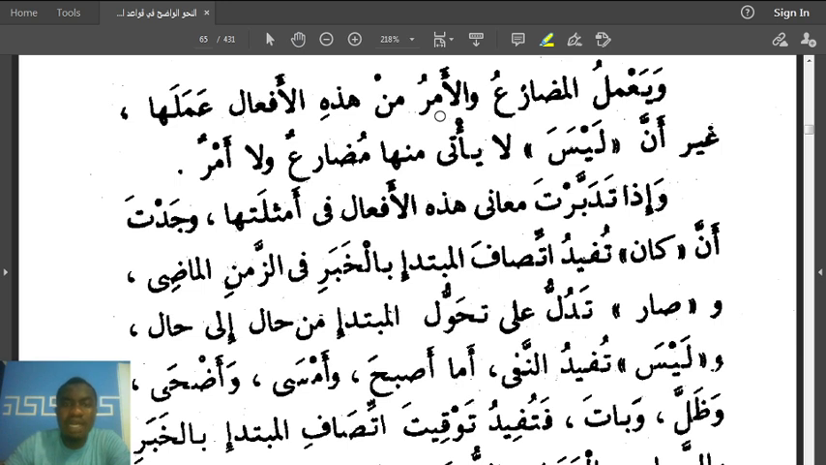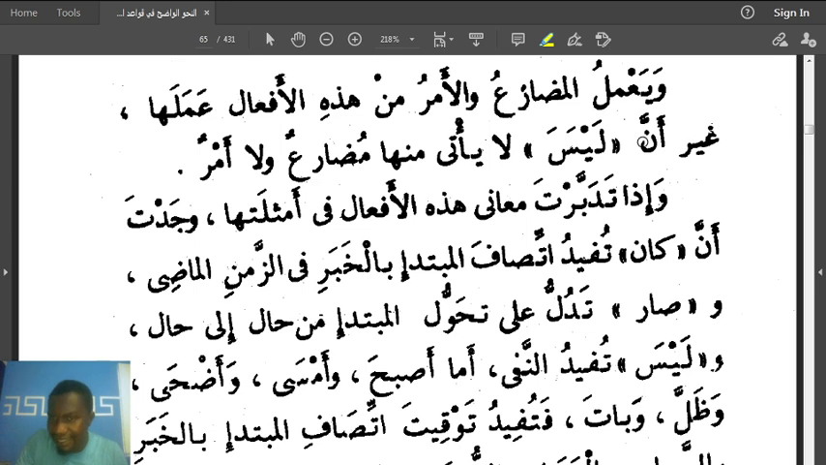Okay. He says ويعمل المضارع والأمر من هذه الأفعال عملها. The mudari, that is the present tense of these verbs, kana yakunu, bata yabitu, like that, and the command kun, the imperative form from all these verbs, they function just as it is functioning now. So if you see كان الله غفورا, or كان الولد طويلا, and if you say يكون الولد طويلا, they have to function the same way. So the present tense form and the imperative form all work just like what we've seen here.